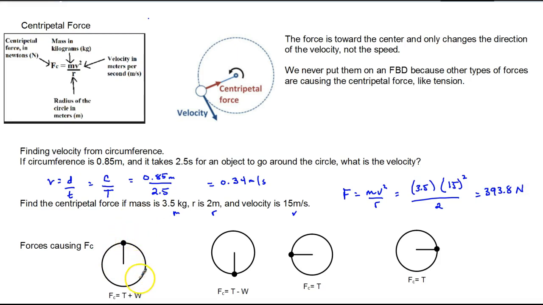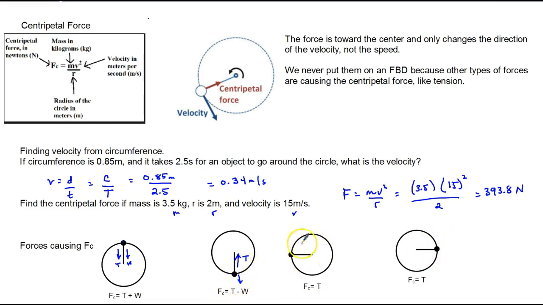Forces that are causing centripetal force. In this, an object is being swung in a vertical circle. When it gets to the top, the centripetal force is equal to the tension plus the weight, because the tension in the string is acting towards the center, and the weight is also acting in that direction. And so since they're in the same direction, they add together to equal the centripetal force. At the bottom, however, the weight is acting downward and the tension is acting upward, so the force that's towards the center, the centripetal force, is the tension minus that weight.